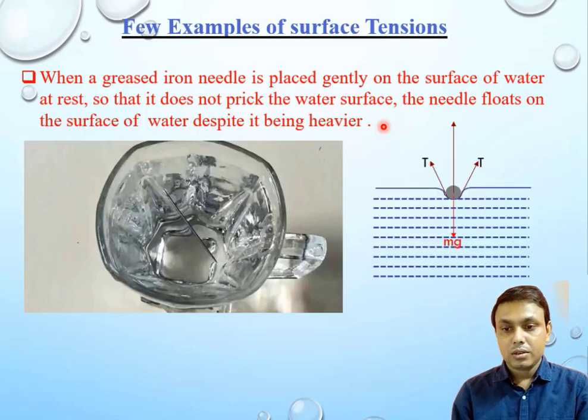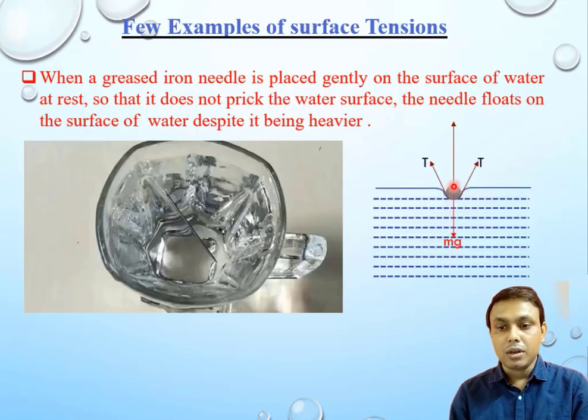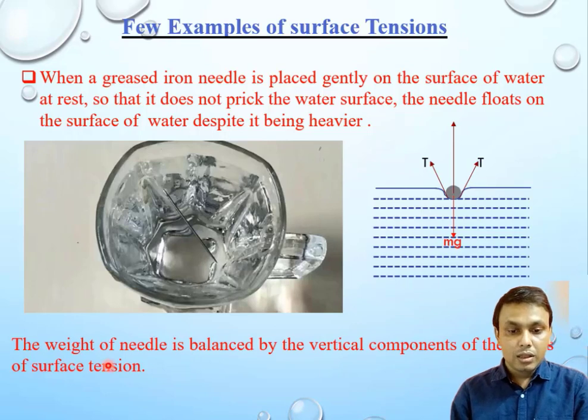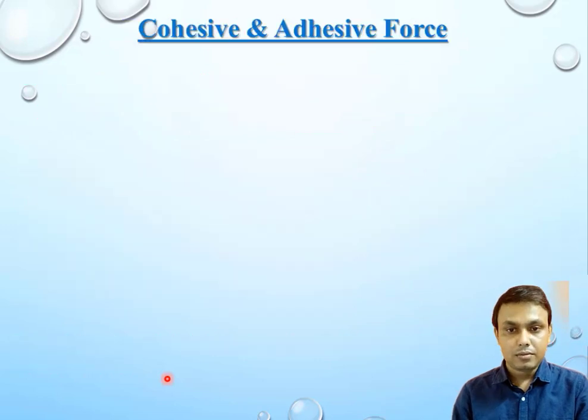The cause is here, this is the cross-sectional view of the needle. Now the surface tensional force acts along this surface and also along this surface. So for these two surface tensional forces, there is a resultant force. This resultant force balances the weight of the needle. So the weight of the needle is balanced by the vertical component of the forces of surface tension. Due to this, the needle floats on the water surface.